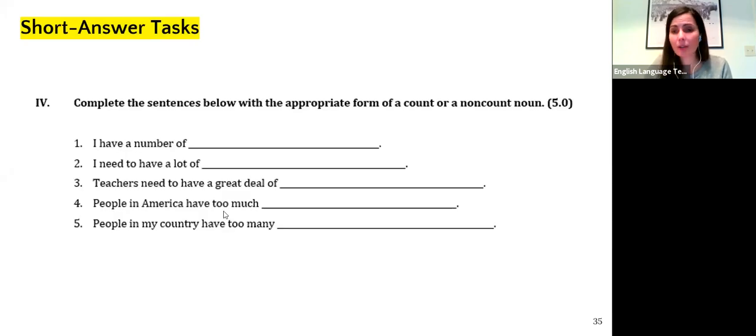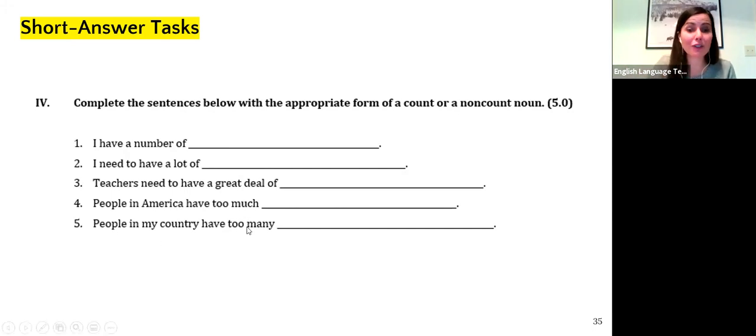And here is an example of a task where I had them complete the sentences with the appropriate form. So giving them a little bit more creative power in the test as well. And we're practicing count and non-count nouns. So instead of just giving them a regular fill in the blank exercise, I want them to give me good sentences, right? What do you think? That people in America have too much what, right? People in America have too much money. People in America have too much patience. People in America, I don't know.